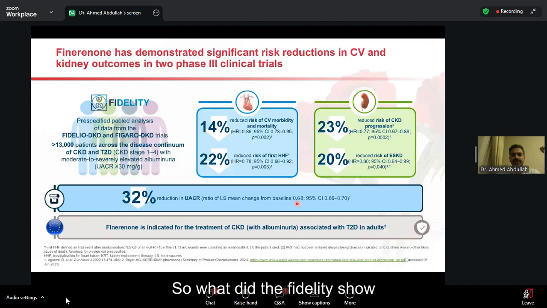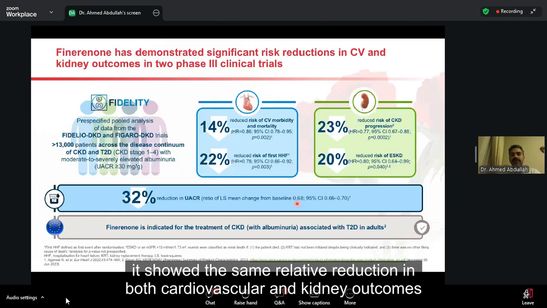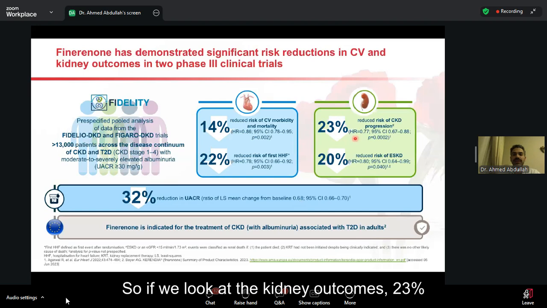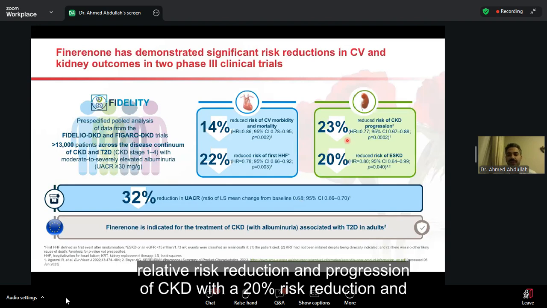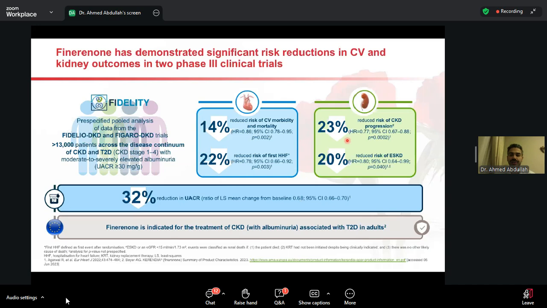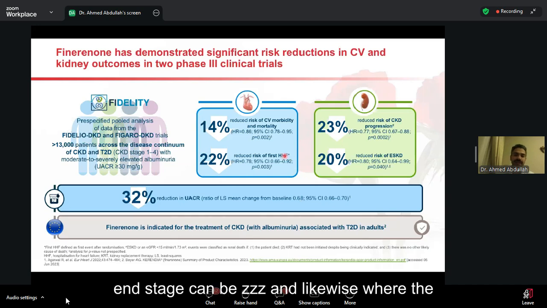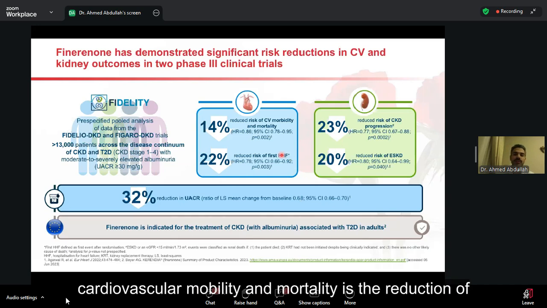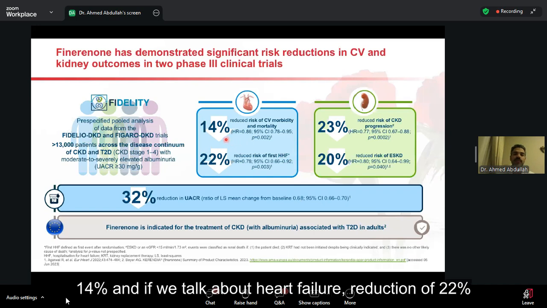So what did Fidelity show? Well, not surprisingly, it showed the same relative risk reduction in both cardiovascular and kidney outcomes. So if we look at the kidney outcomes, 23% relative risk reduction in progression of CKD with a 20% risk reduction in end-stage kidney disease. And likewise, for the cardiovascular morbidity and mortality, we see a reduction of 14%. And if we talk about heart failure, a reduction of 22%.